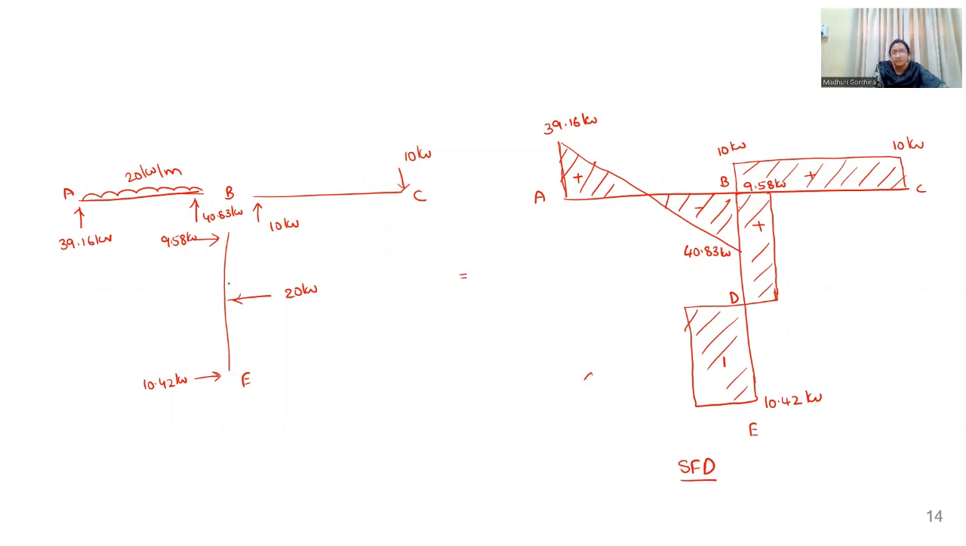Whereas coming to here BE, so at this B point, it is in clockwise shear positive. At E point, it is in anti-clockwise. So it is in the negative value. So this is the final shear force diagram.